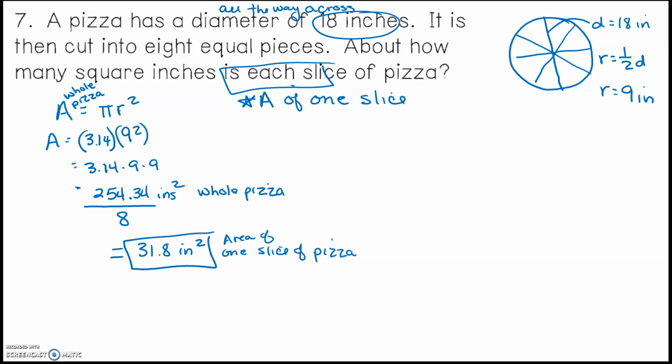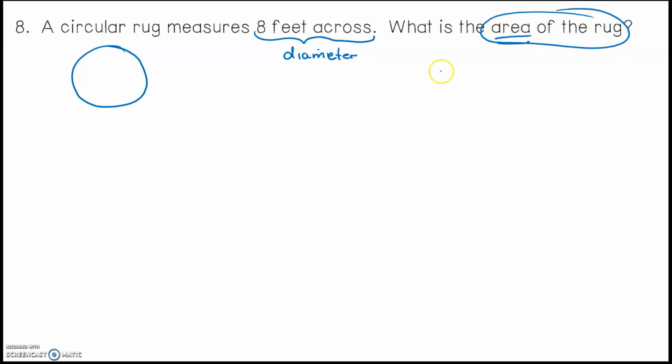So just read your problem and pick out the information that you need, okay? Number 8. A circular rug measures 6 feet across. 6 feet across, let's think. Is that a radius? Is that halfway across our circle or all the way across? It's all the way across, so they gave us the diameter. And we need to find the area.